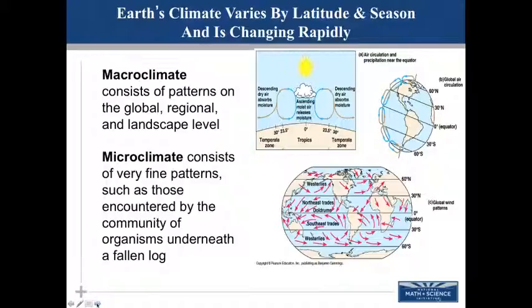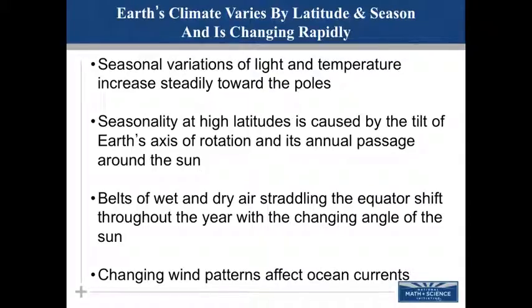What that determines is what organisms are going to be able to survive and be successful there, and what organisms aren't. When you have rapid changes in climate, or a catastrophic event like a forest fire or a flood, not all organisms are going to be able to adapt to that catastrophe. So it's very important to understand that climate plays a huge role in who can be where and how successful they can be. You need to keep that in mind as we move through this. Seasonal variations in light and temperature increase steadily as we go towards the poles.